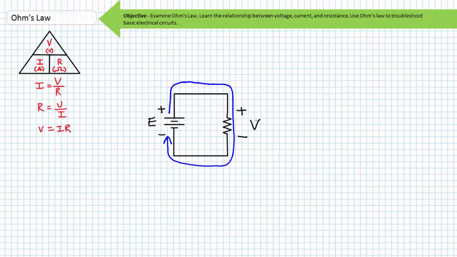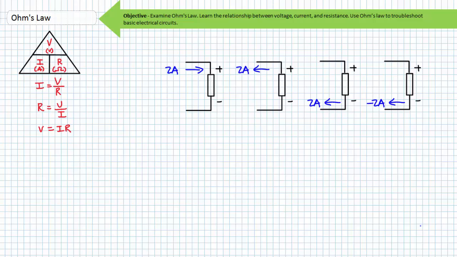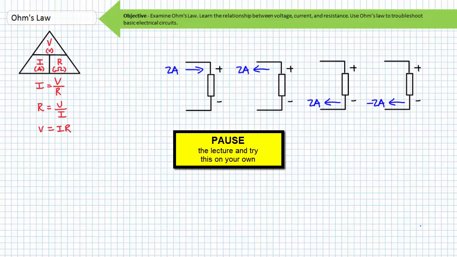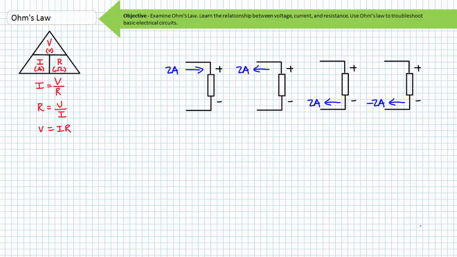Consider the following 4 example scenarios in which polarity markers are indicated, as well as the direction of conventional current. Pause the lecture and consider each scenario and try to determine if this is an active source, or a voltage rise, or a passive element, meaning a voltage drop. Our first example has conventional current entering our device's positive terminal, and if it enters the positive terminal, it would leave the negative terminal. Therefore, that would be a voltage drop across a passive element.